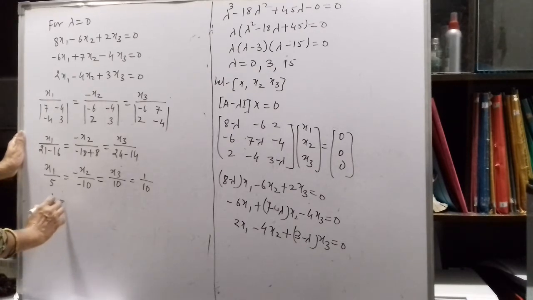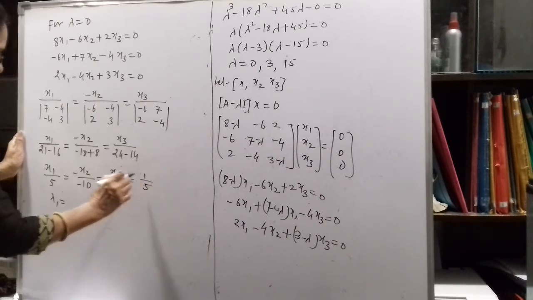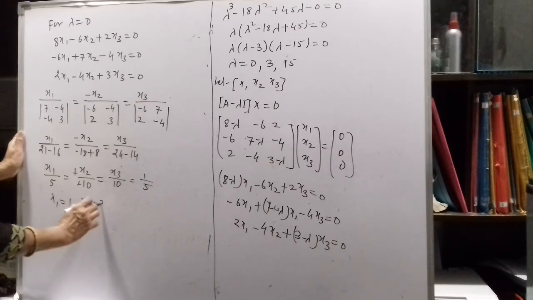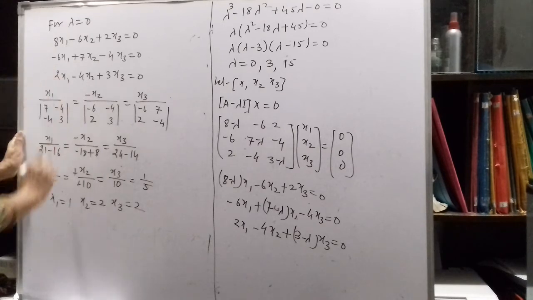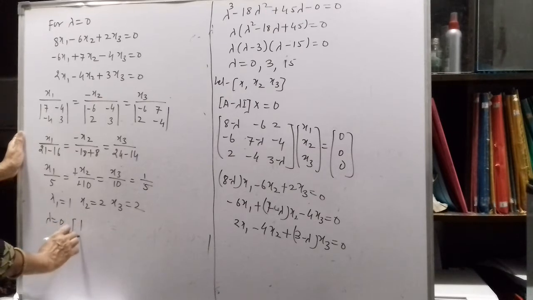So x1 is equal to, we have to put h is equal to 5. So x1 is equal to 1, x2 is equal to 2 and x3 is equal to 2. So corresponding to the value of lambda is equal to 0, we are getting the eigenvector 1, 2 and 2. Similarly, we have to get the next one.